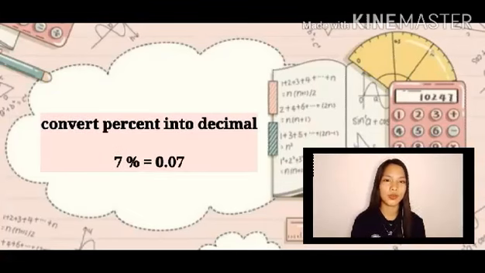First, we have to remember how to convert percent into decimal, since our topic is the application of percent in everyday life. For example, we have here 7%. If we move the decimal point 2 times from right to left, we will have 0.07.